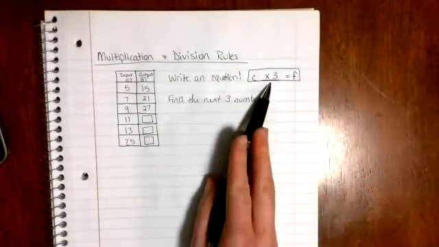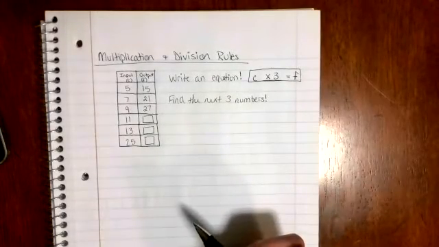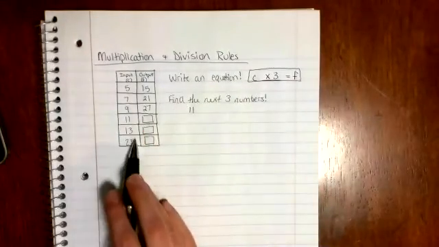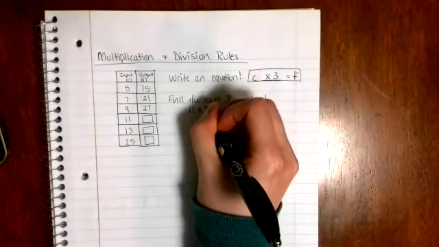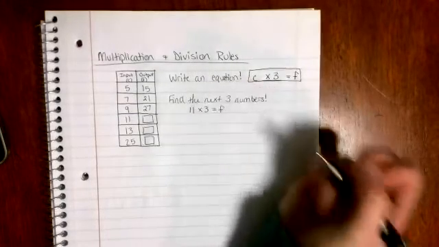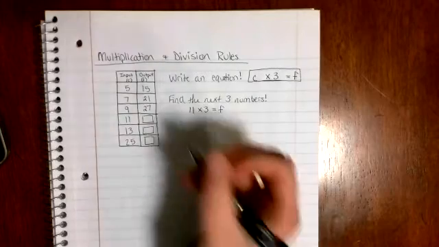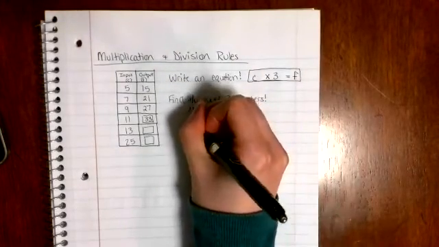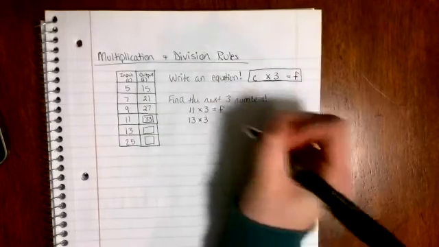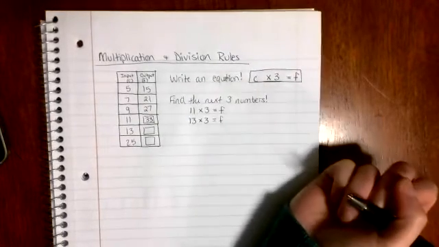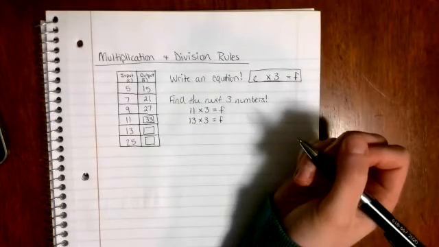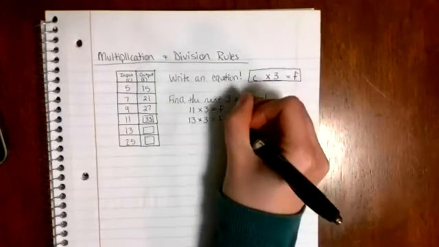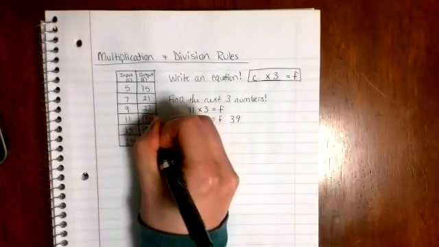So now I'm going to use this equation to solve for the rest of my table. I'm going to use my equation, put 11 in for C because these are my input numbers. 11 times 3 equals F. So what is F in this case? F is 33. Okay, what about the next one? If I plug in 13 into C, what is my new output amount? Well, I know 3 times 3 is 9, and 3 times 1 is 3. So that would be 39.